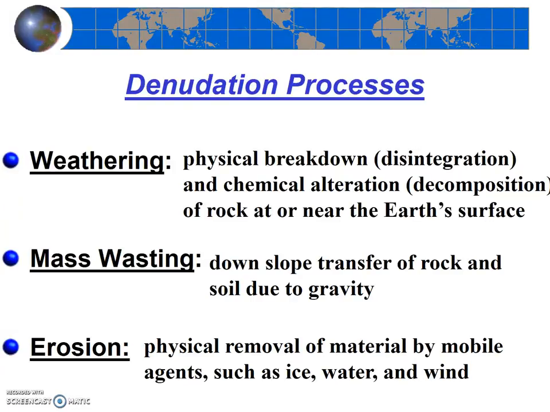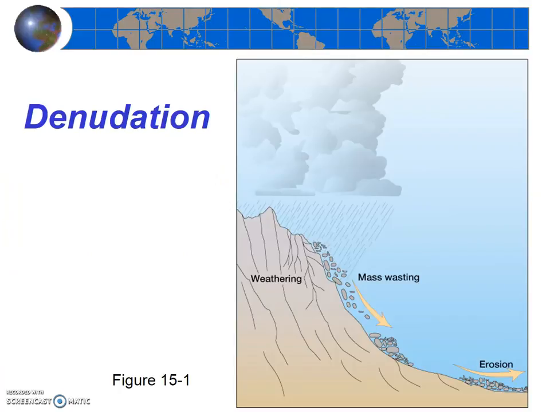Next, let's check out figure 15.1 again and look at how these processes act together. In general, these 3 processes are described as happening sequentially. First, the rock breaks apart, weathering, then it falls down, mass wasting, and lastly it gets carried away, erosion. For one piece of sediment, this sequential view makes a lot of sense, as long as you remember that in reality, all 3 processes are happening at the same time in any given location.